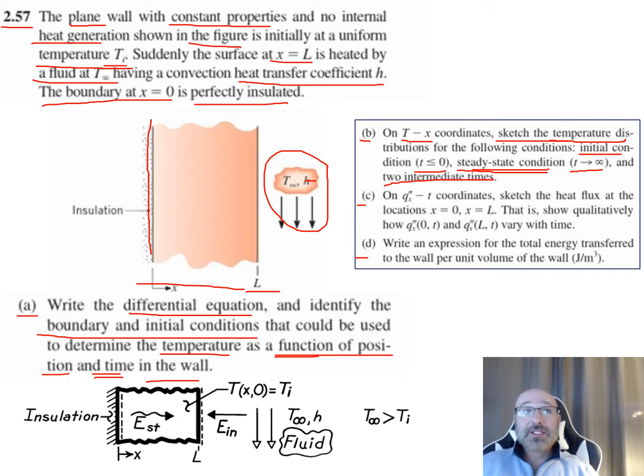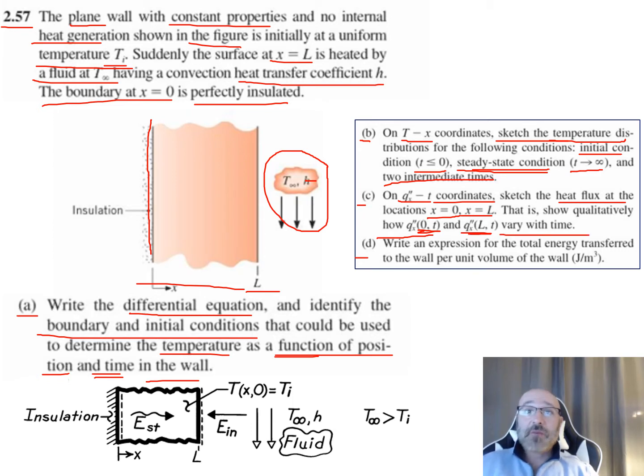Now in part C, we're using different coordinates here. This is heat flux in the x direction and time. They want us to sketch the heat flux at the locations where x is equal to 0 and then x is equal to L. That is to show qualitatively how the heat flux, when we have x equal to 0 at some time and x equal to L at some time, is going to vary with different times.